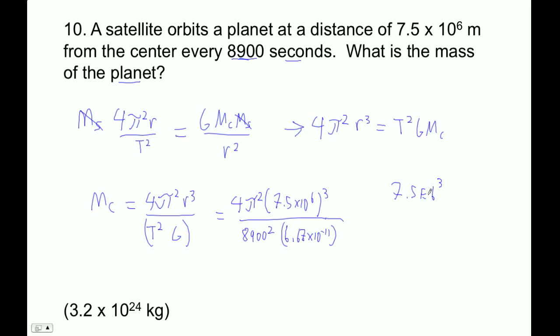And then divided by, and then I have to do the denominator, so I go divided by left parenthesis. I'm actually putting this whole thing in parentheses. So left parenthesis, 8,900 squared times 6.67 e to the minus 11th, right parenthesis. Now I've got that, and wow, that's a big number. 3.152 times 10 to the 24th kilograms, which I guess would be about 3.2 times 10 to the 24th. How about them apples?